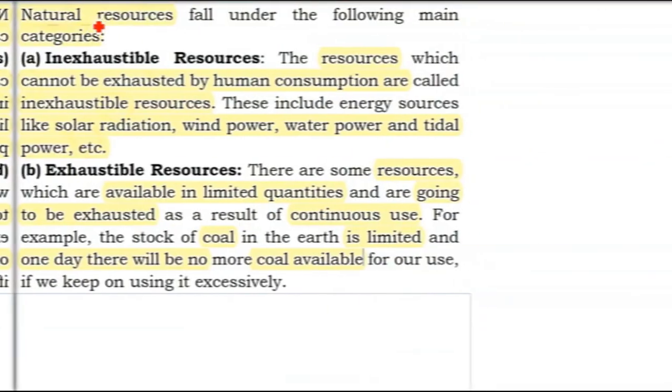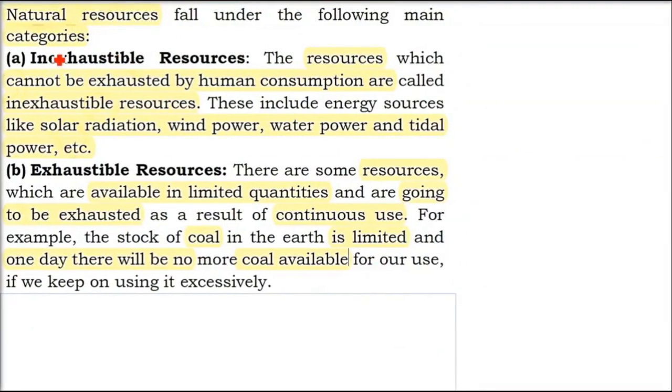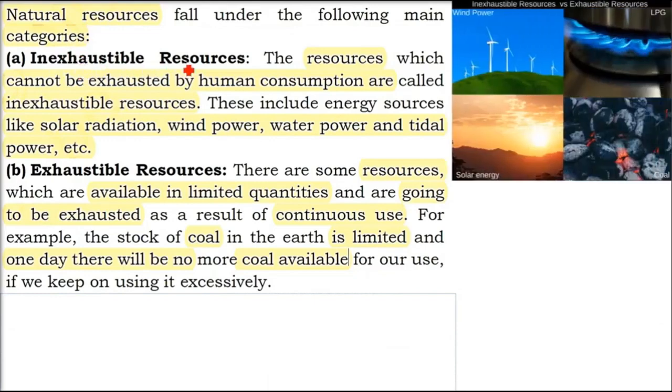So natural resources come from our Mother Earth. We can divide them into various categories. For example, inexhaustible resources and exhaustible resources. Exhaust means it will finish. Something that will finish or has finished. So inexhaustible resources are those resources which will never be exhausted. And exhaustible resources means in due course of time they will get exhausted or finished.